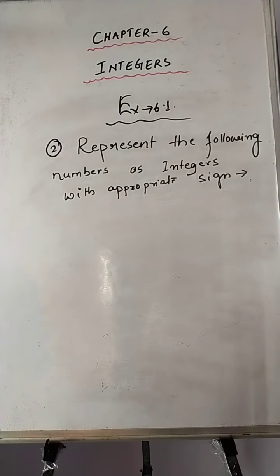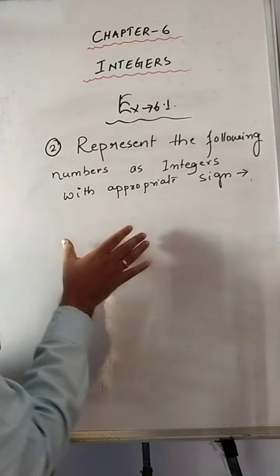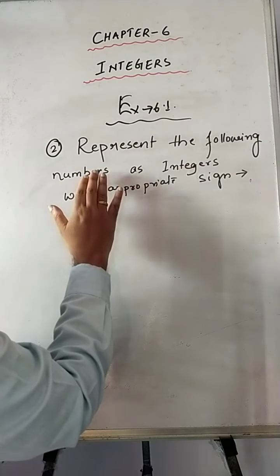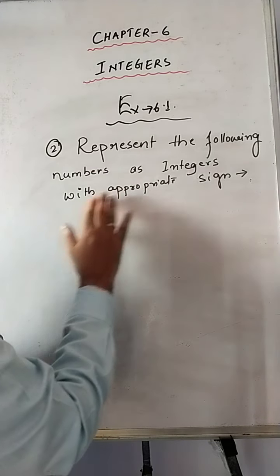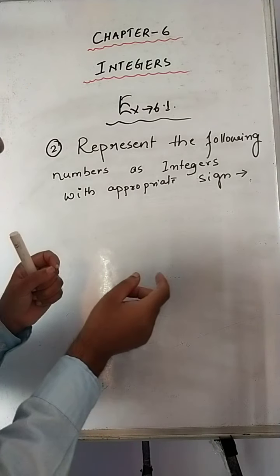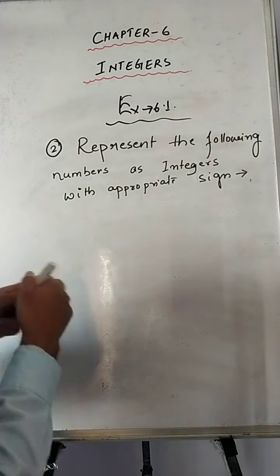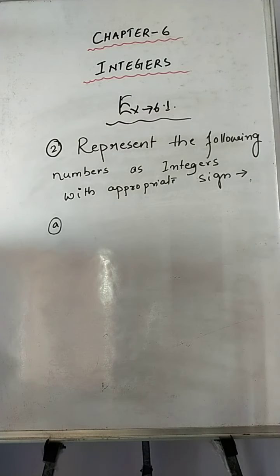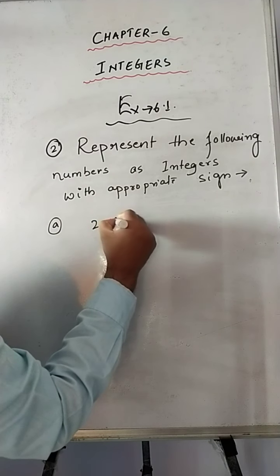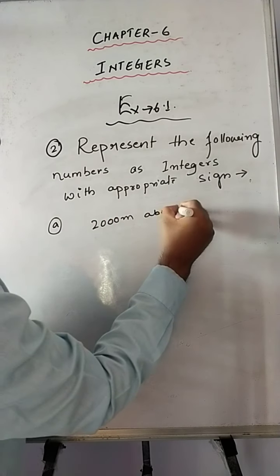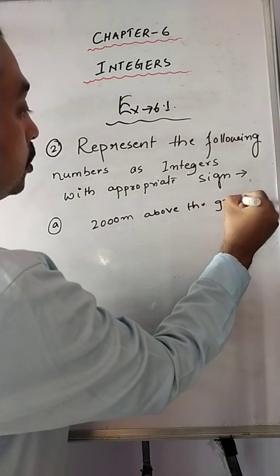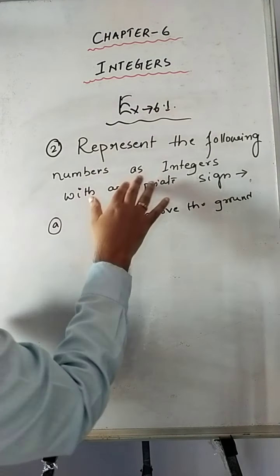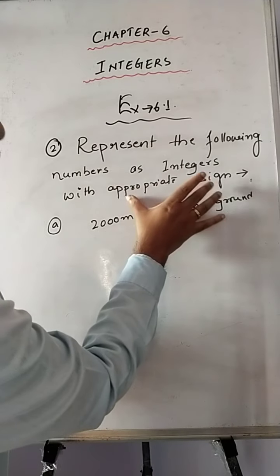Now in question number 2 they have asked, represent the following. The following questions are given. Represent the following numbers as integers with appropriate sign also. That is, either you have to include plus sign or minus sign. Now what is the first question they have given? An aeroplane is flying at a height 2000 meter above the ground. So we have to represent the following as integers with appropriate sign.